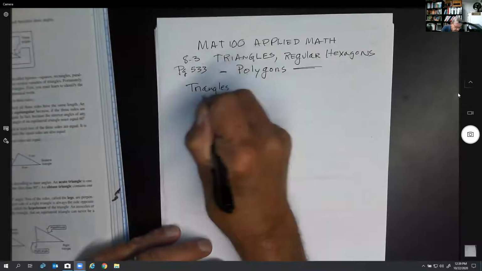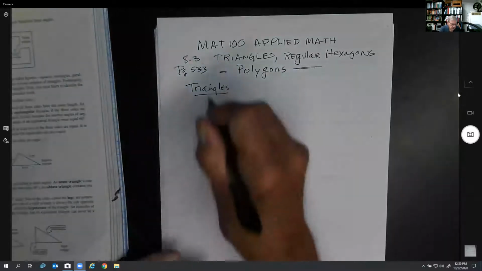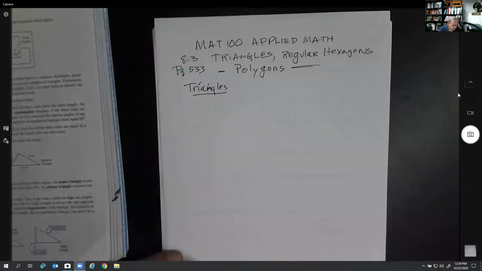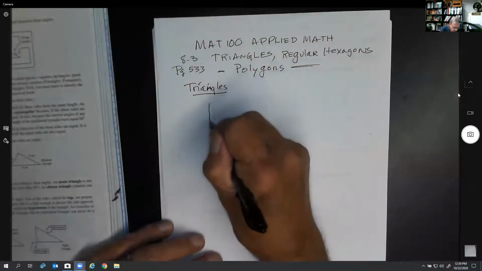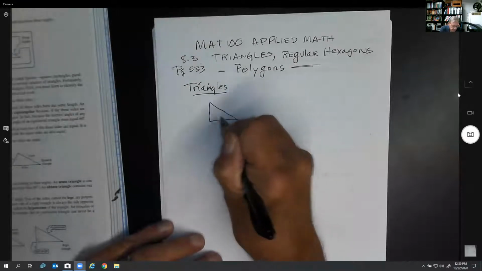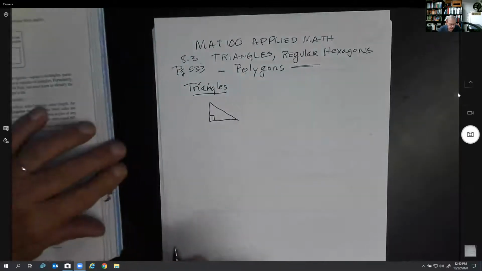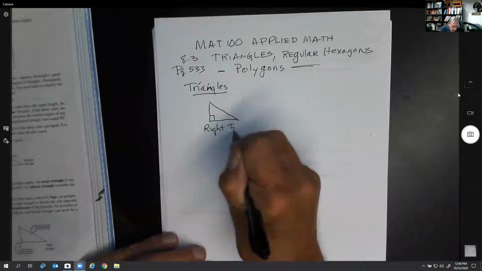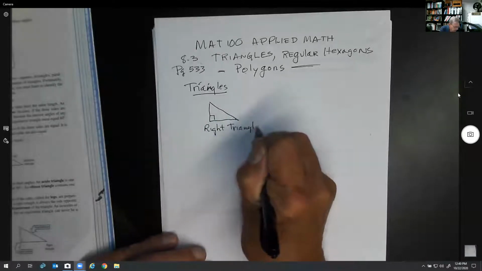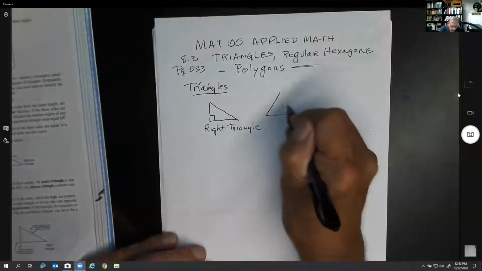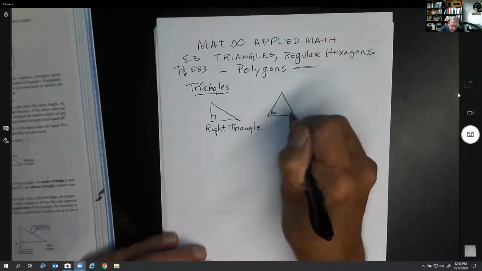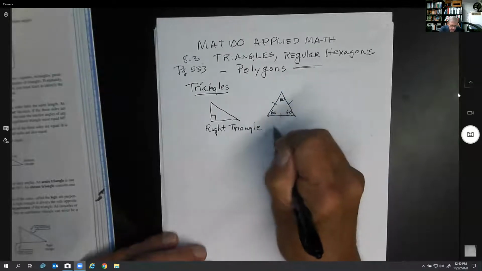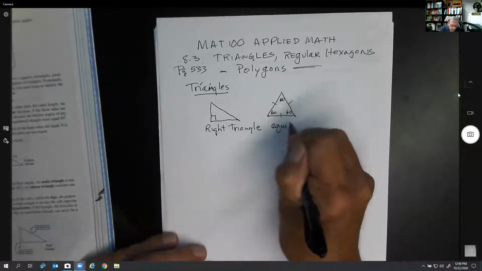We discussed some of this in a previous video, but just to go over it again. Triangles. We have a right triangle, and this is going to have a 90-degree angle right there. That's a common triangle we use. We also have an equilateral triangle. All the angles will be the same, and all the sides will be equal. Equilateral.